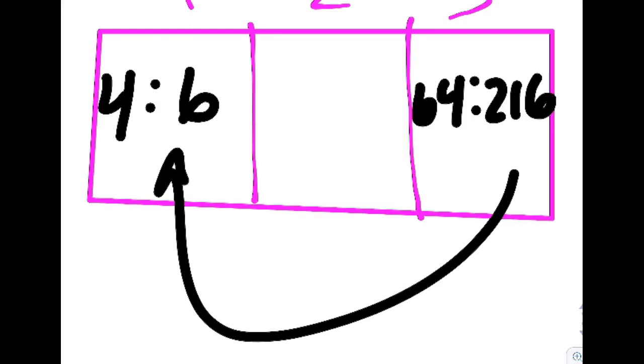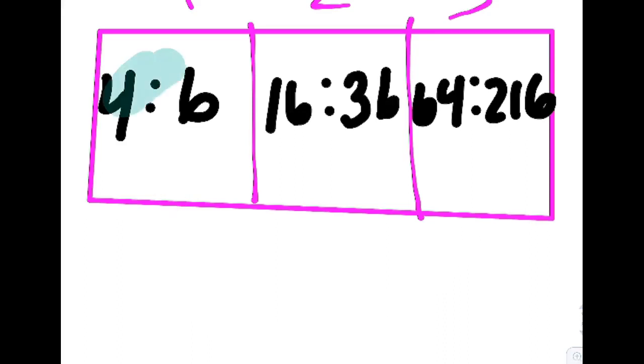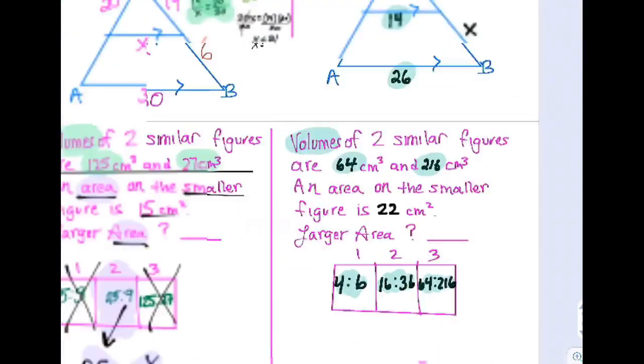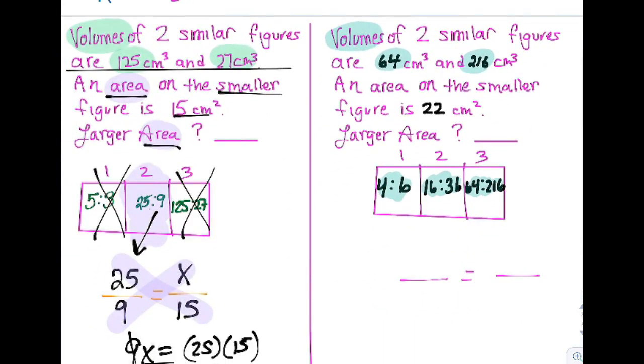But 64 and 216 go back to 4 and 6. Once we square those, it's 16 and 36. So now we have the side ratio, the area ratio, and the volume ratio. But the one they're asking for here, just like the one in class, was area. So now we're switching over to the area of the smaller one is 22.